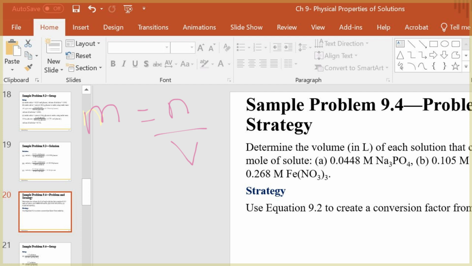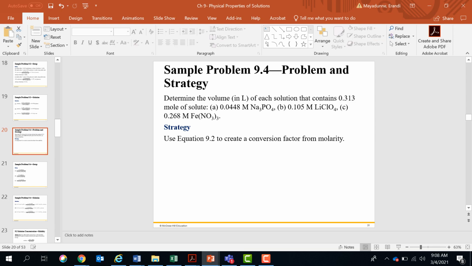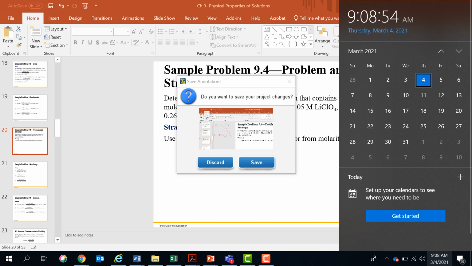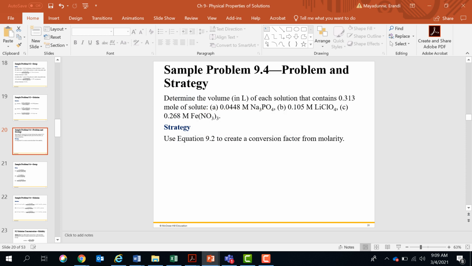In this one, you know the molarity from part A, which is 0.0448, and the number of moles is given here, 0.313. Save it. I forgot the numbers, that's why I go back there. 0.313.